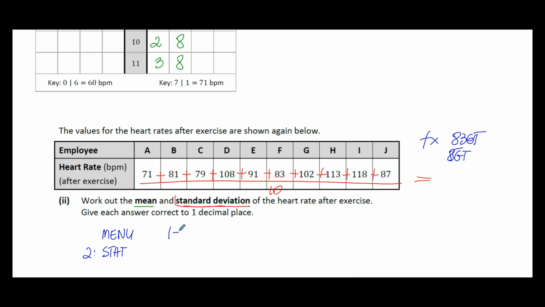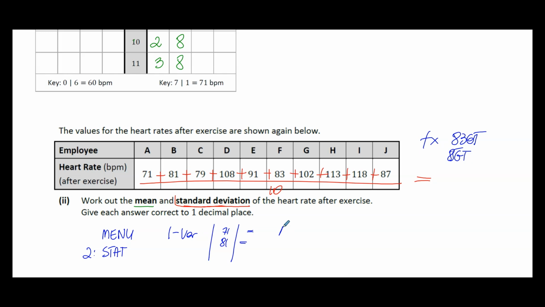Then we pick one variable because we have only one variable, right? Then we put in all these values. At least on that Casio, we're going to see a table, and we put in 71 and then press equal, and that takes us to the next row, 81, and we press equal, and so on. We put all the values in.